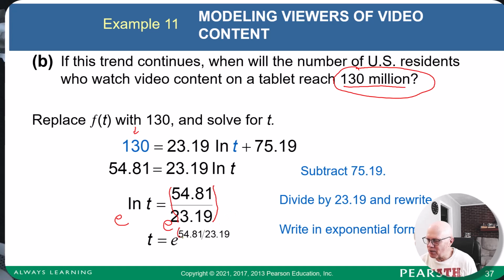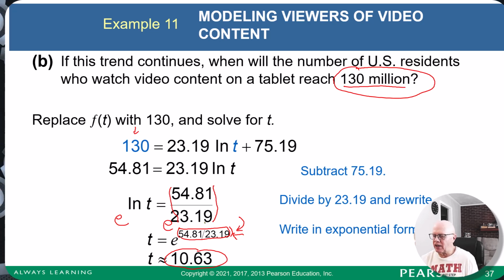T equals this rather large exponent temporarily. Our calculator can handle that now. One thing you don't want to do, big hint, the 54.81 divided by 23.19. Don't divide that and round it off, because that will change this number. Leave these numbers the way they are, or keep all the decimal places for the result for that, and then use that for the exponent of e.